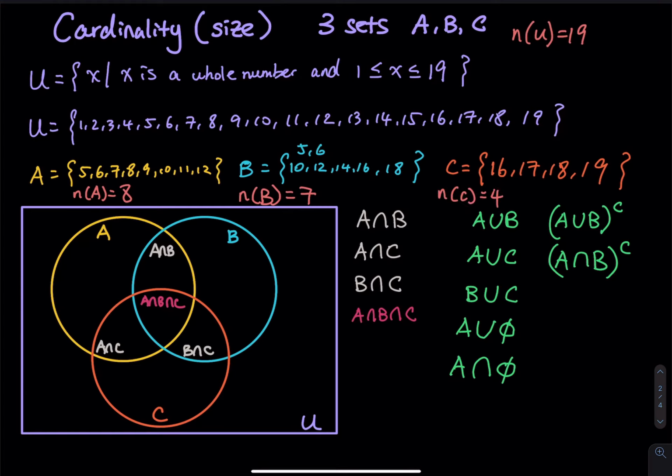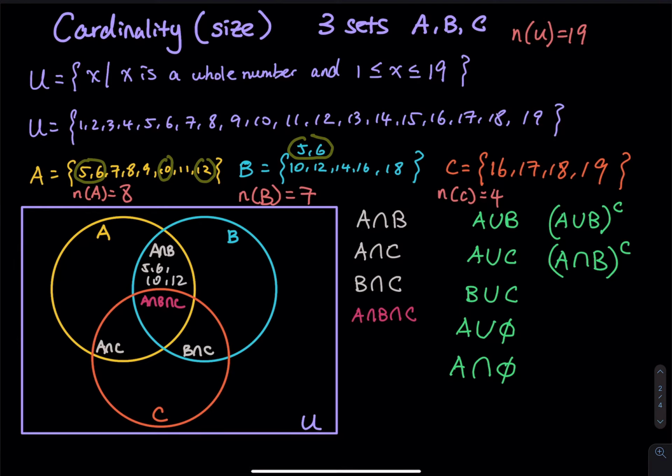Let's fill out the Venn diagram. So in the Venn diagram, we have a yellow circle for A, a blue circle for B, and an orange circle for C. We should take care of the intersection first. So how many elements do A and B share? I can see that they both share 5, 6, 10, and 12.